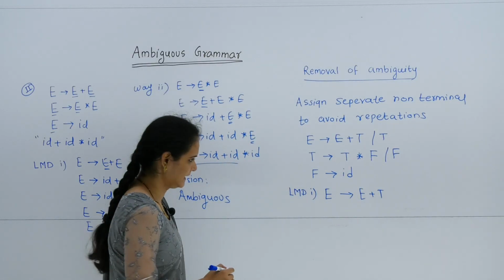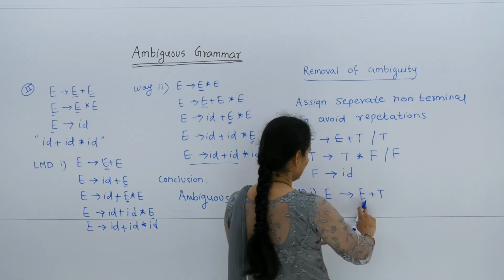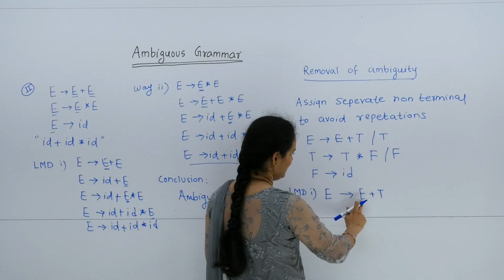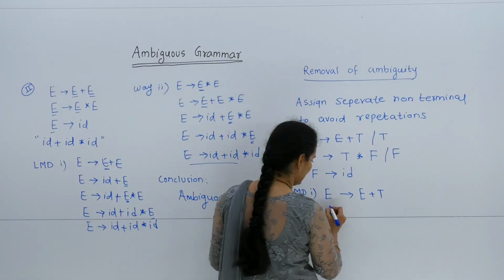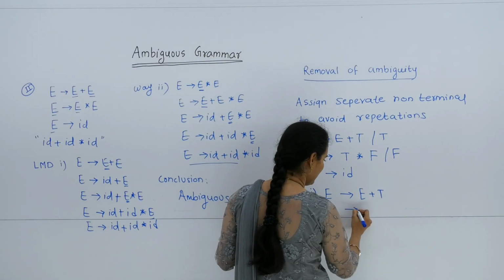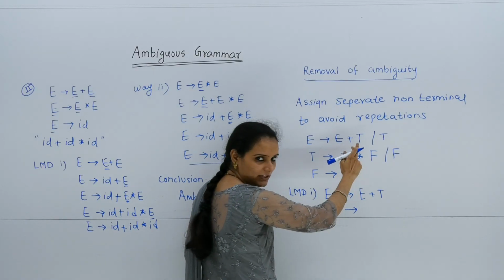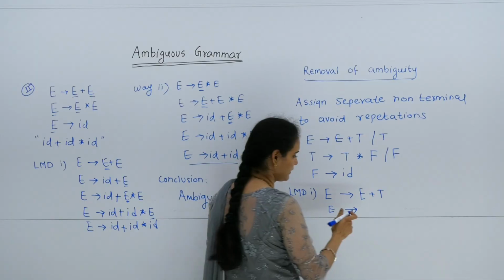E produces E plus T. So that particular E can be replaced by T. The string to be generated is ID plus ID star ID. Therefore, E can either be replaced by E plus T or it can be replaced by T. There are only two production rules.